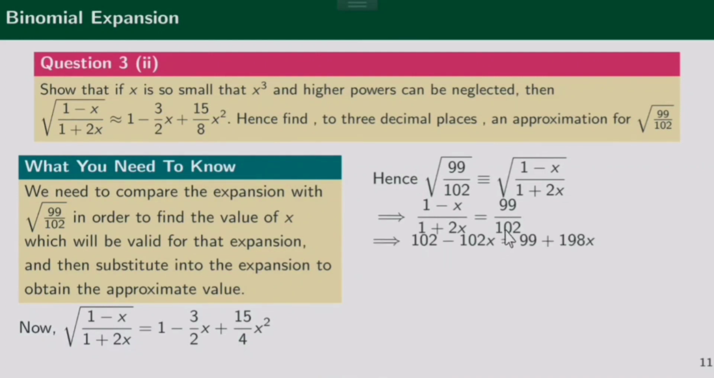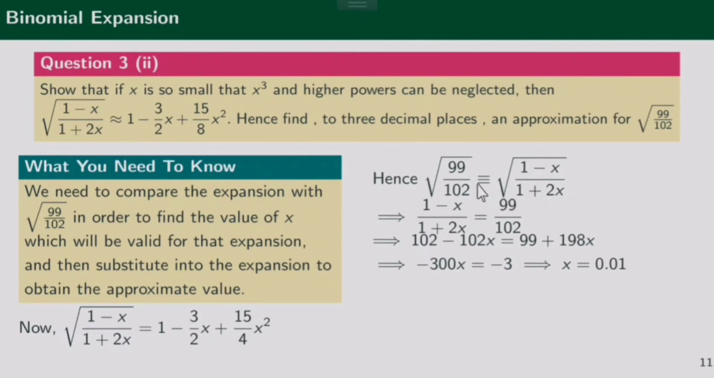So when I multiply, I have 1 times 102 gives 102. Negative x times 102 gives negative 102 times x. 99 times 1 gives 99. 99 times 2 gives 198x, of course. Let me bring the x terms together. I have negative 300x equals negative 3. Dividing both sides by negative 300, I have x is equal to 0.01.